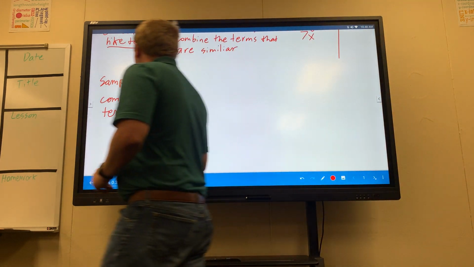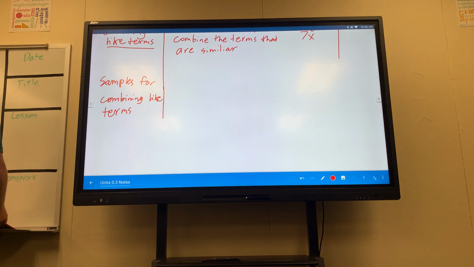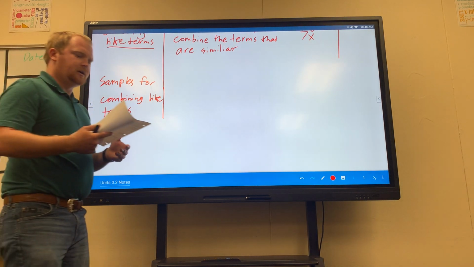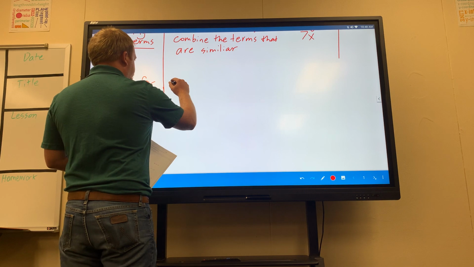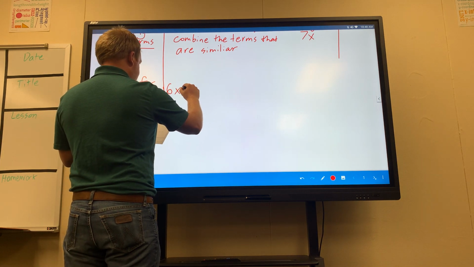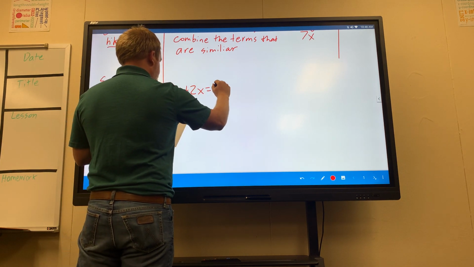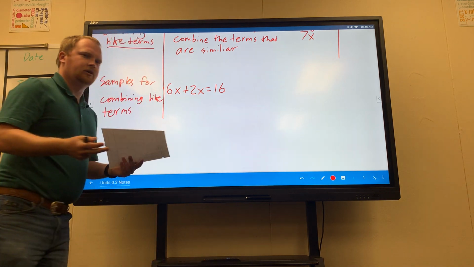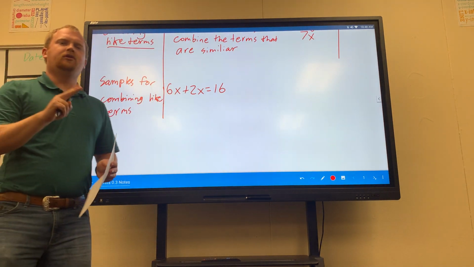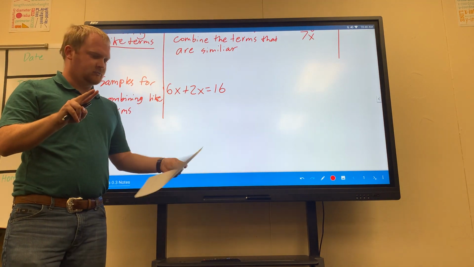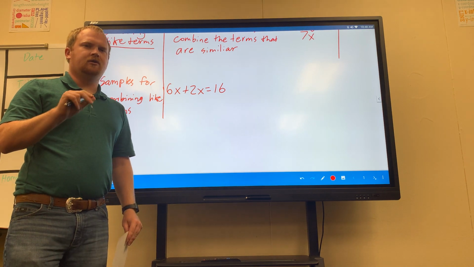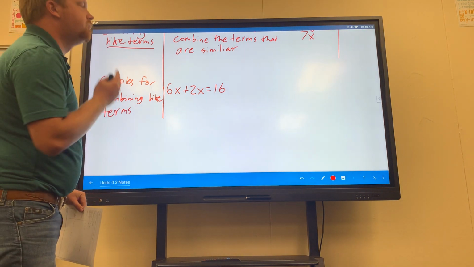Now, let's go ahead and solve. We have to write these down. So let's go ahead and solve by combining like terms. The first example, 6x plus 2x equals 16. Now, again, this problem is only going to take me 2 steps.